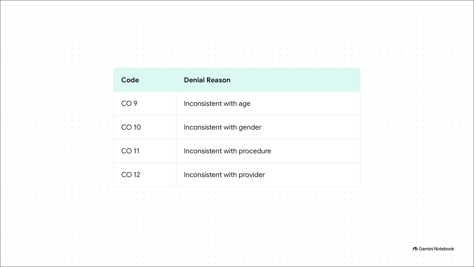CO9 fires when a diagnosis is inconsistent with age. Think about billing a newborn infant exam, like Z00.110, alongside an adult preventive physical code, like 99396, instead of the correct adult diagnosis, Z00.1. It just doesn't compute. CO10 triggers on gender mismatches, like assigning fibrocystic breast disease, N60.31, to a male patient record.